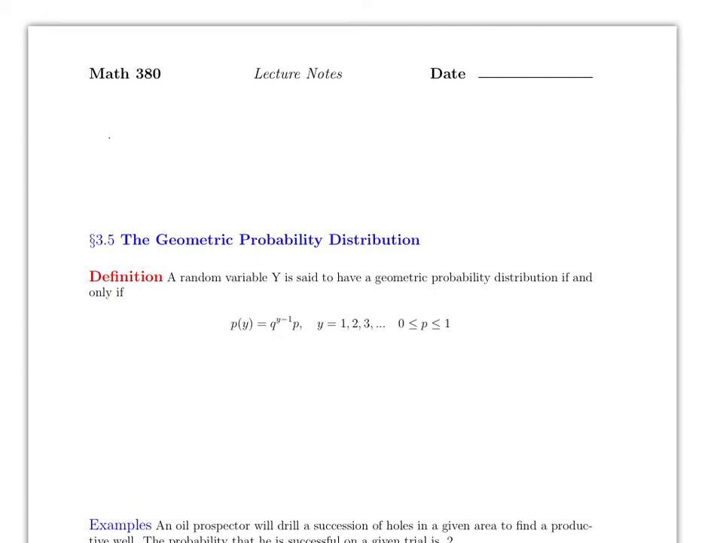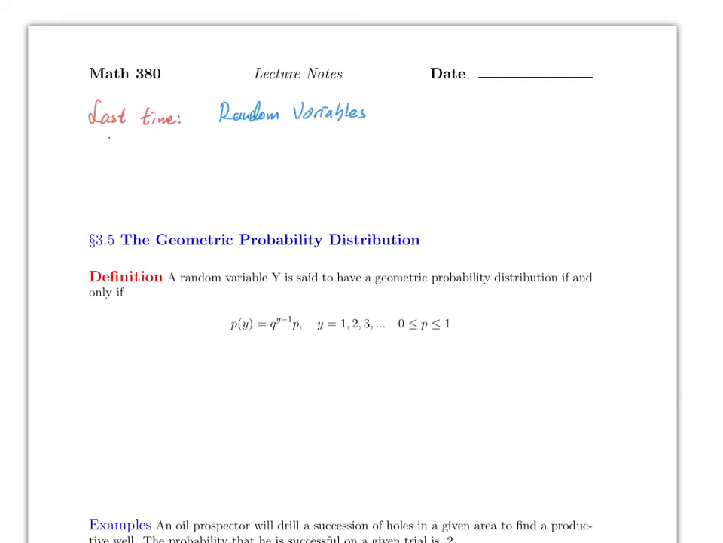Hello everyone, this video is going to cover sections 3.5, 3.7 and 3.8. Before we go there, let me just refresh your memory because it's useful to remember a few things. So remember last time we introduced random variables in general.